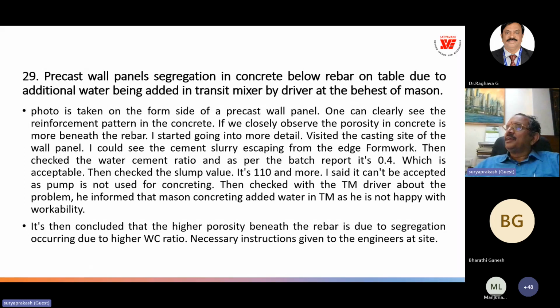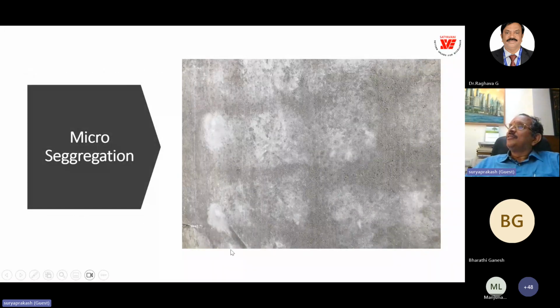This is a very critical case of precast wall panel: segregation in concrete below the rebar, unstable due to additional water being added in the transit mixer. This is another classic case of the driver adding water, which was requested by a mason actually. So this is the photograph of the wall panel. You can see the reinforcement pattern in the wall panel, and this is the excess porosity that happened in the concrete due to the excess water cement ratio.